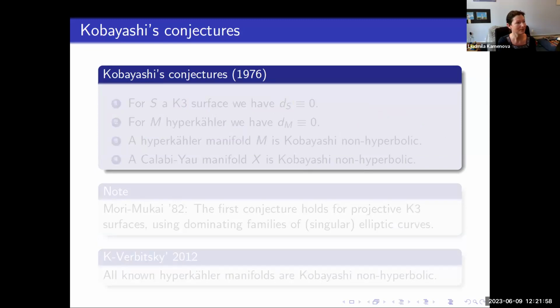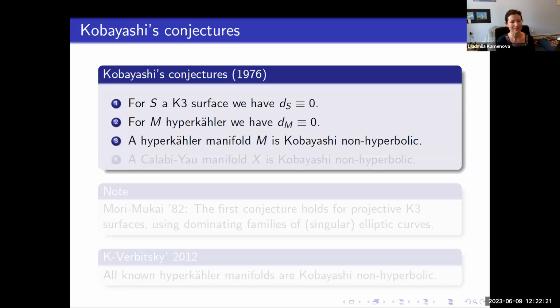And here are some of Kobayashi's conjectures from the 70s. If you have a K3 surface, not only is it Kobayashi non-hyperbolic, but the whole pseudometric is identically 0. And the same for hyperkähler manifolds. Here is a slightly weaker version. A hyperkähler manifold is Kobayashi non-hyperbolic, and a Calabi-Yau manifold is also Kobayashi non-hyperbolic.